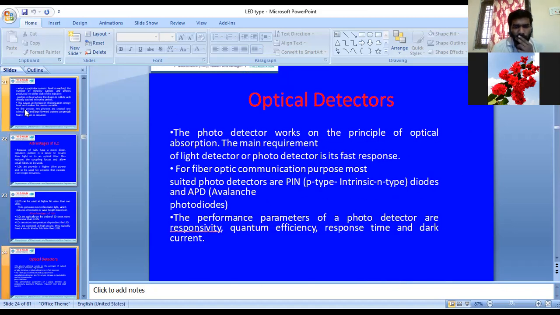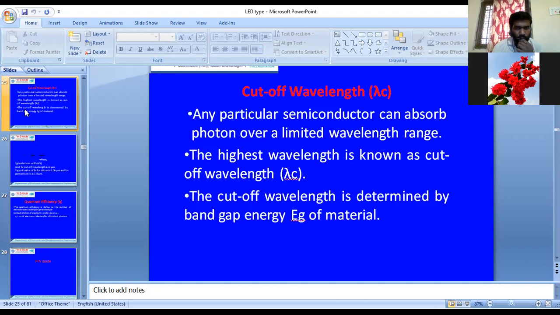Yes, you see Srilekha. You start with the optical detectors, right? There are two types. You observe this. Here we have analyzed the cutoff wavelength.